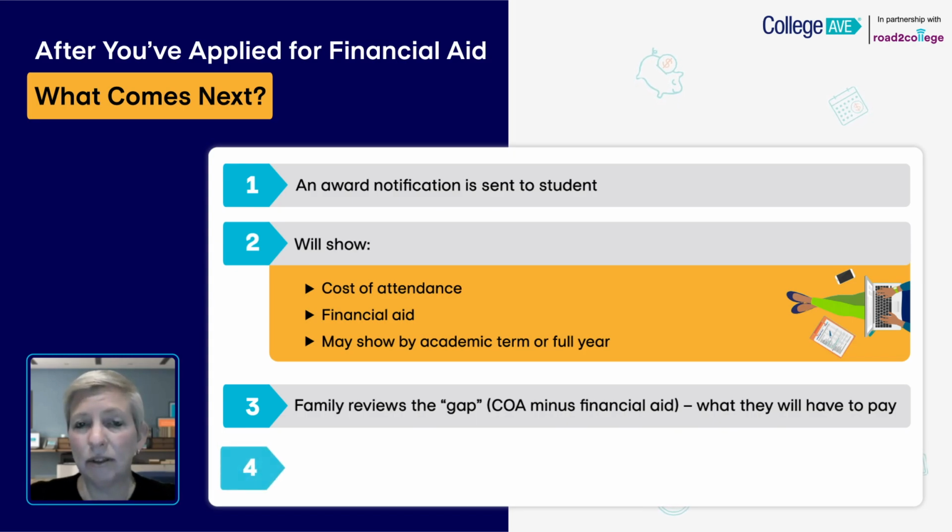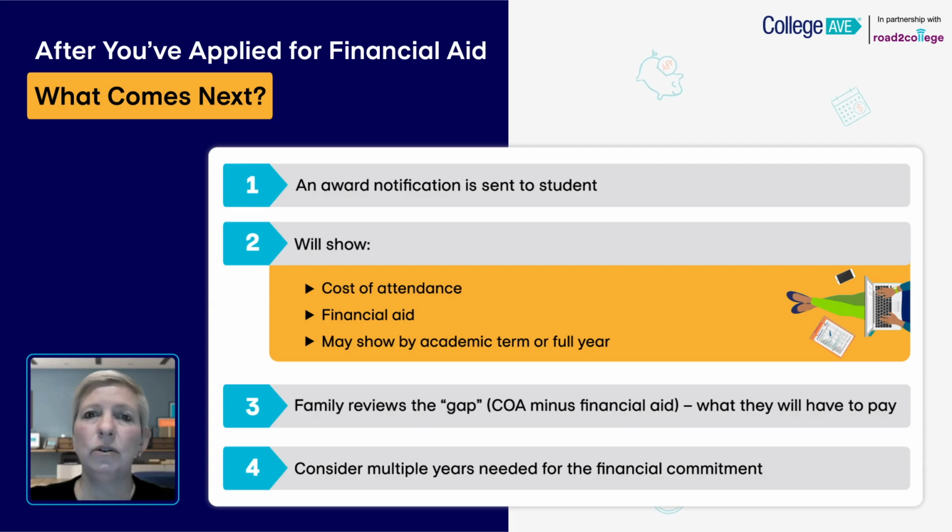That would be how much the family is going to need to afford after all the financial aid for that academic year. And then you want to consider that this is a multi-year decision for the financial commitment, not just that one year. So you want to look at it in terms of one year on the award letter, and then multiply that out by multiple years to think, okay, what is this going to cost us over time?